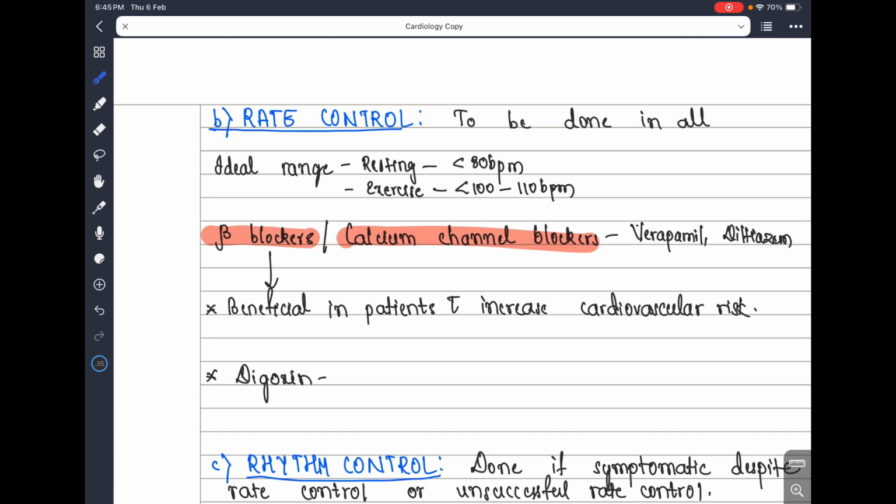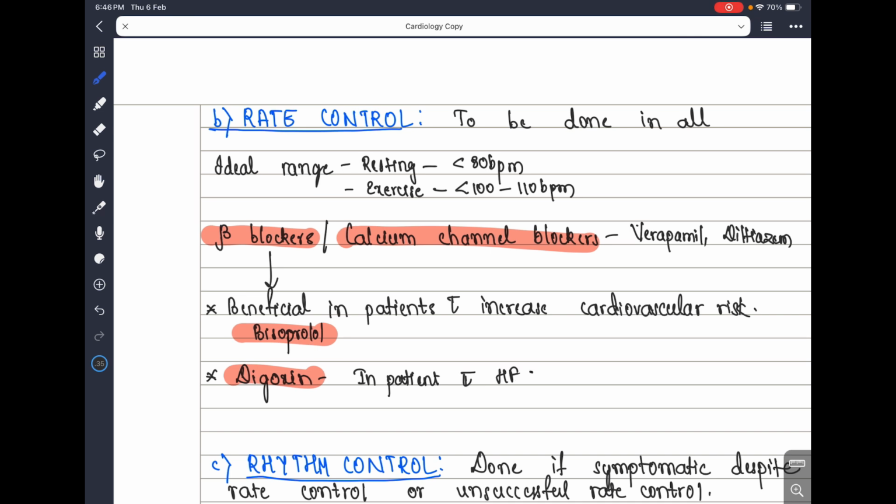In beta blockers, what is used? Bisoprolol. Remember, beta blockers are the drug of choice, especially if the patient has increased cardiovascular risk. So bisoprolol. If the patient has heart failure, then you can use digoxin. So in patients with heart failure, you can use digoxin. Remember these three things.